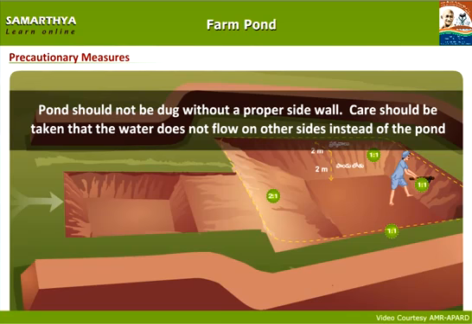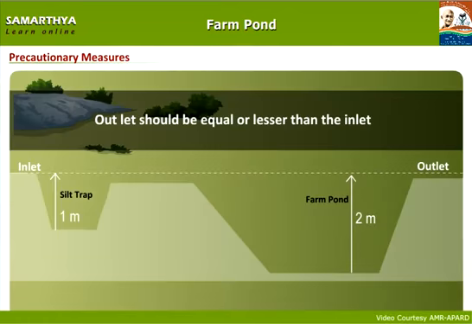Pound should not be dug without a proper side wall. Care should be taken that the water does not flow on other sides instead of the pound. Outlet should be equal to or lesser than the inlet.